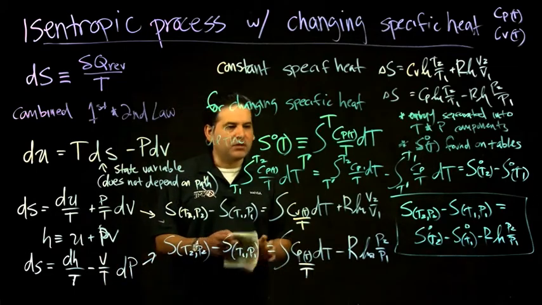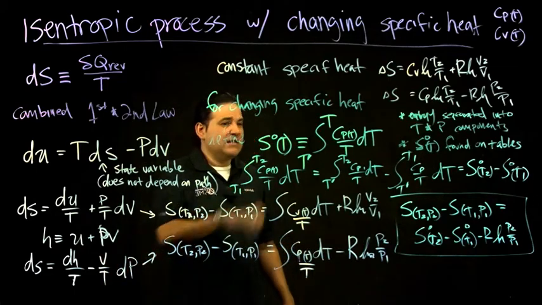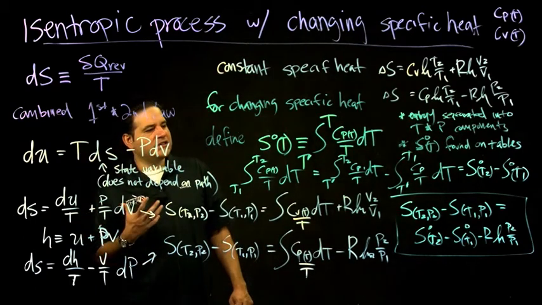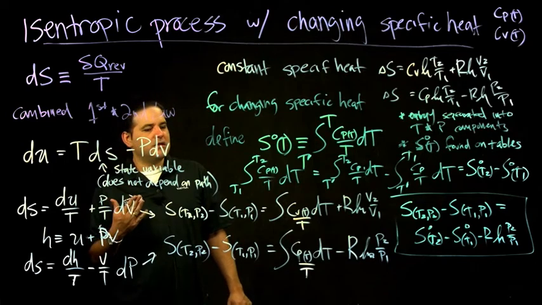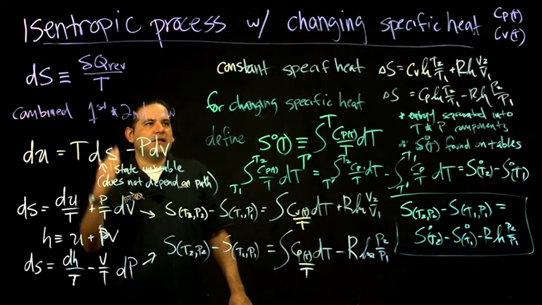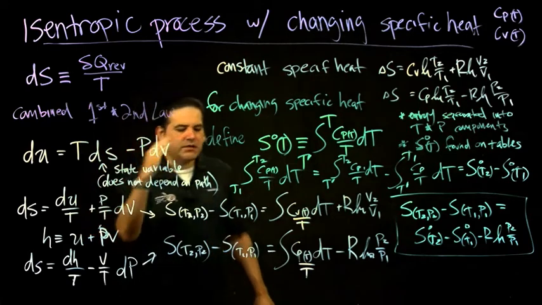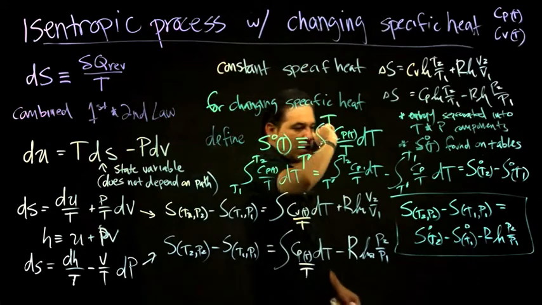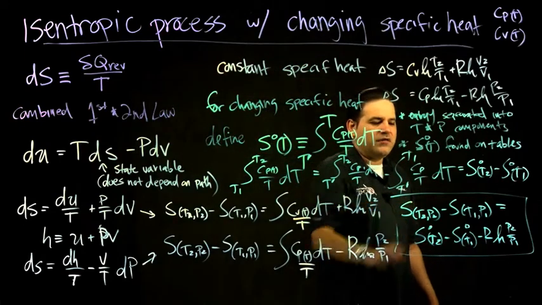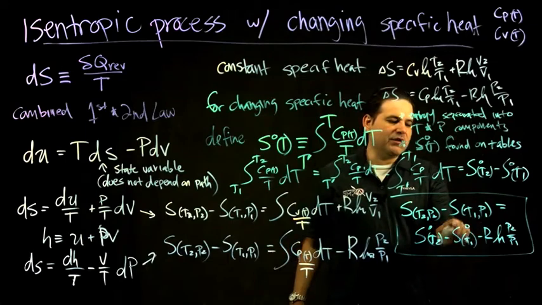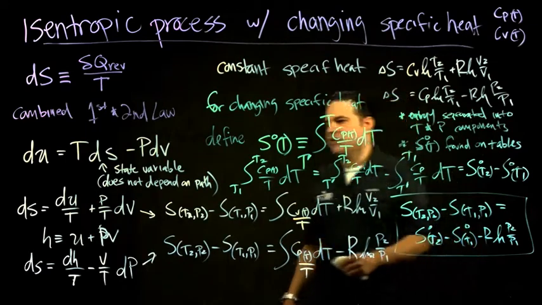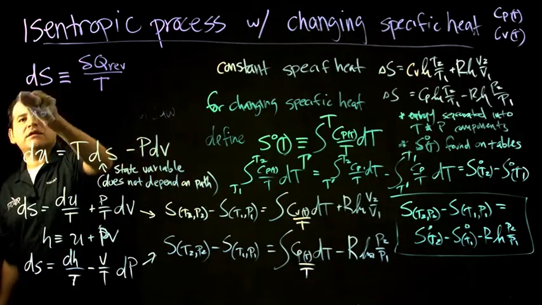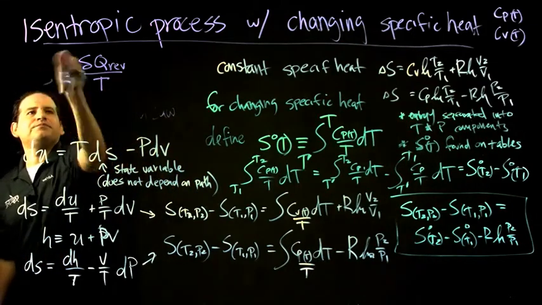Let's do an example of how to apply this. The idea is, you can use this to find entropy for one state or entropy change for a process, but specifically it's useful when you have an isentropic process because it allows you to connect one state to the other, where if it's isentropic, you can say that this change is zero and then go from there to connect to the other state. Okay, so let's use this in an analysis of an isentropic process.